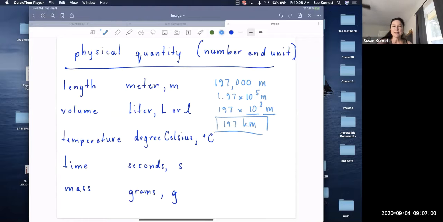So it makes sense to measure the length of something that's very large with a unit that's larger than meters. And so we add the kilo prefix to add the times 10 to the 3 or times 1,000 multiplier. So prefixes like exponential multipliers just save us a lot of zeros. And when we're working with numbers that are really large or really small, it's great to get rid of those zeros.